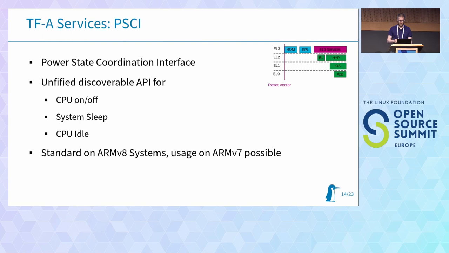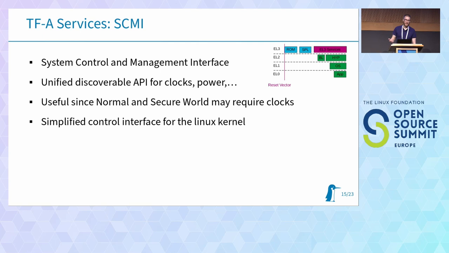The next evolution in this series of lifting the complexity out of the kernel into the ARM Trusted Firmware is SCMI, which is the System Control and Management Interface. And this not only provides a discoverable API for how do I turn on my CPU cores, it also provides a discoverable API for clocks and power. And the simple reason why that's required and we can't only manage that on the kernel side is that this is useful since normal and secure world may require the same clocks.